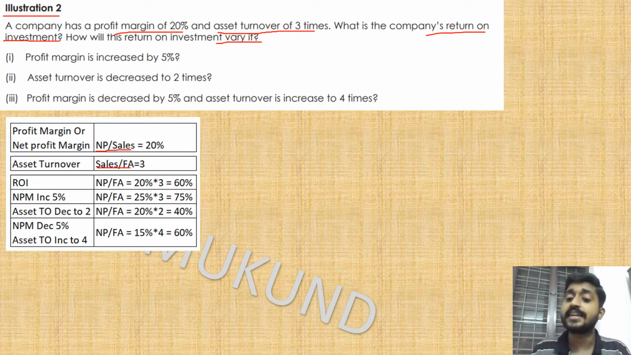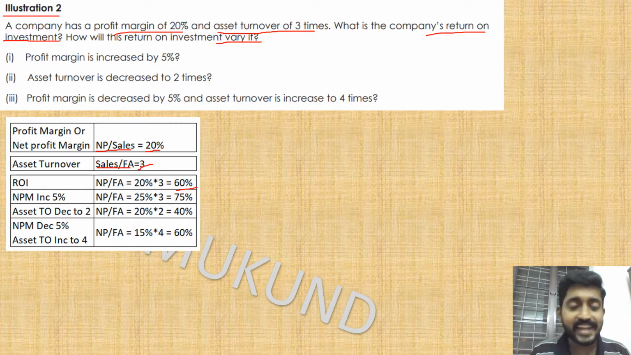What is fixed assets? It is the investment that you have made in the fixed assets. What is the net profit? That is the returns you have generated for the particular period. So return on investment is nothing but the product of net profit margin multiplied by asset turnover. So what is the return on investment? 20 percent multiplied by 3 is equal to 60 percent.